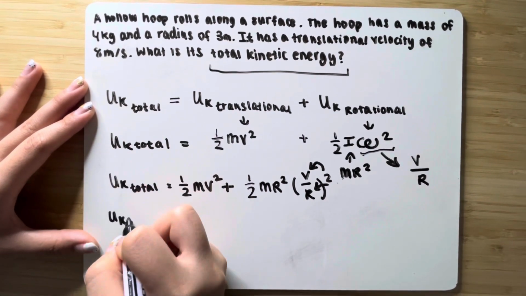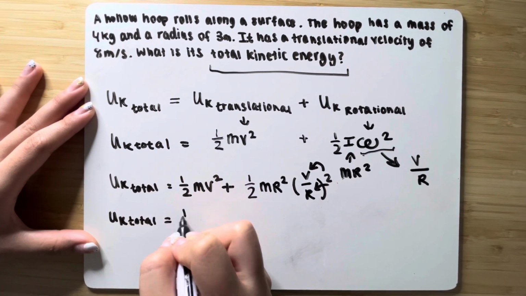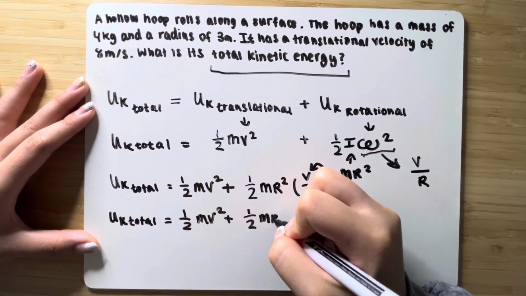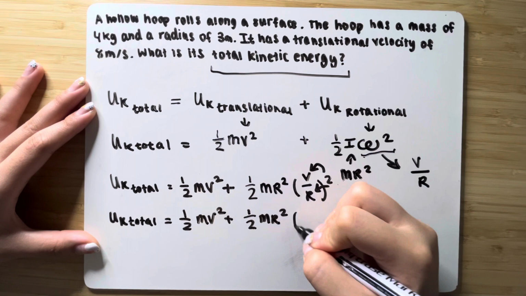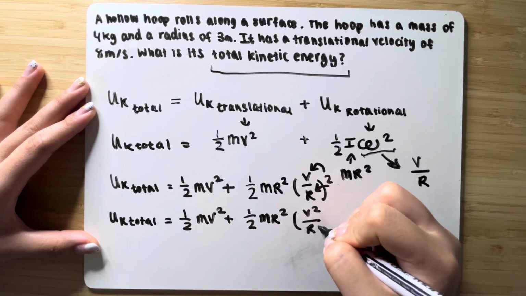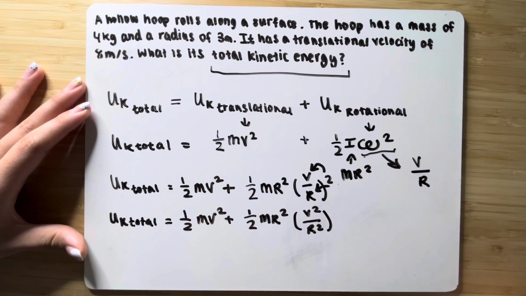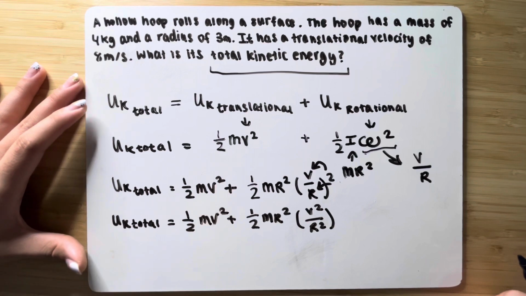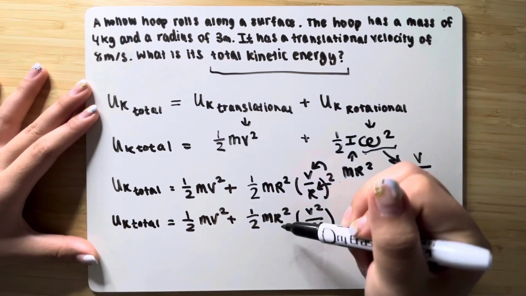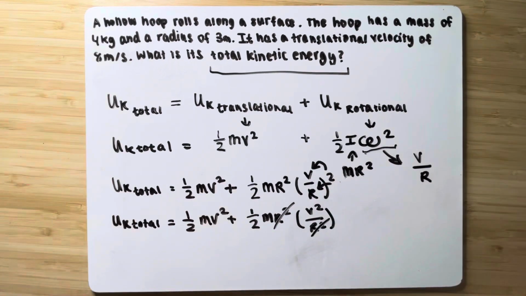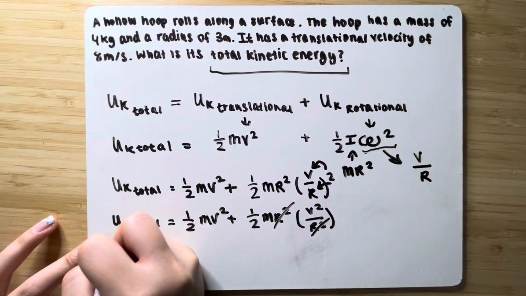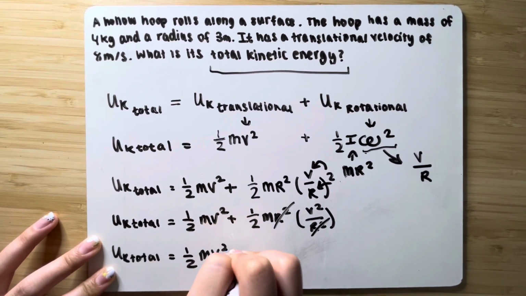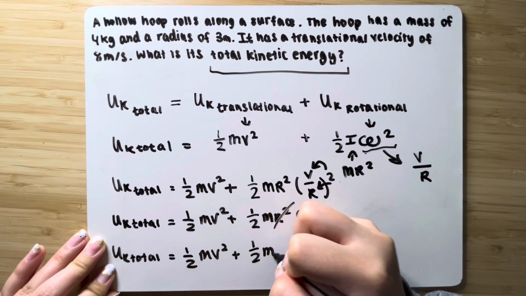So rewrite this again. You get U k total equaling 1/2 mass times velocity squared plus 1/2 mass times radius squared times velocity squared over radius squared. All right, same thing. Now you can use canceling to cancel r squared and r squared right here, which will leave you with U k total equaling 1/2 mass times velocity squared plus 1/2 mass times velocity squared.